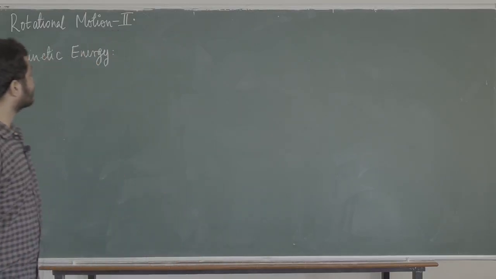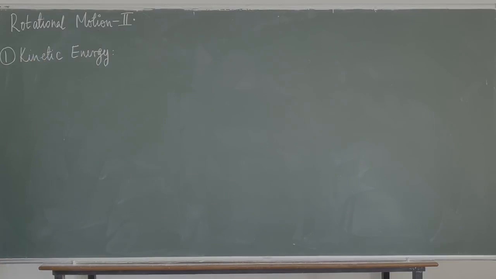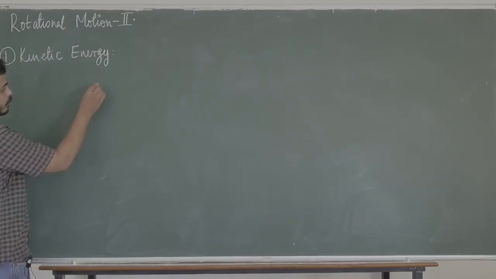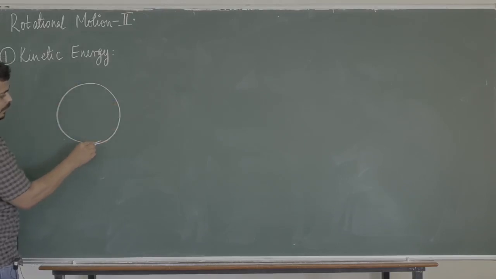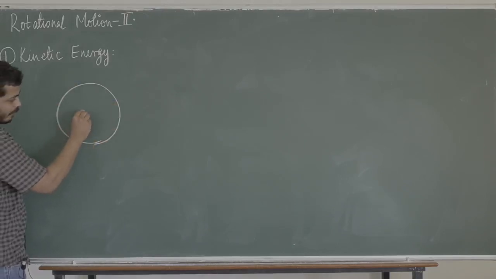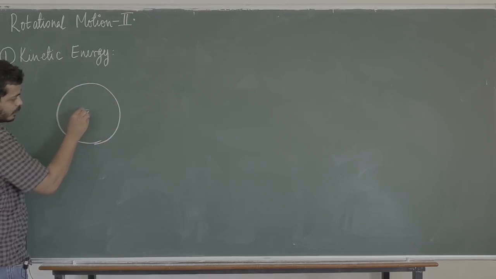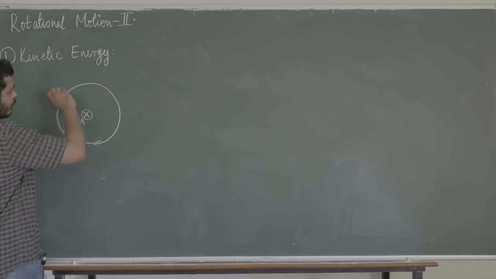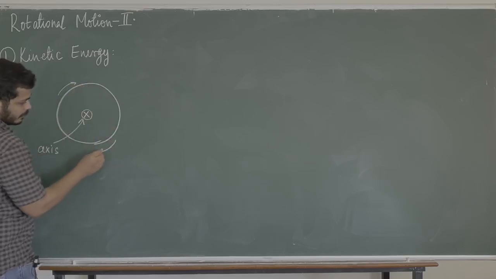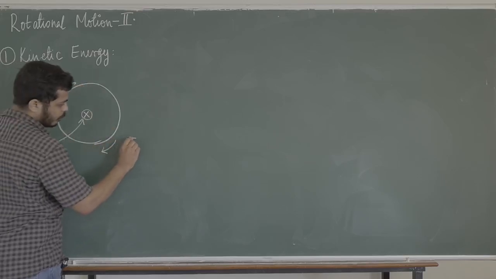Let's start with kinetic energy. Whenever some object is rotating, for example, if you have a disk or a ring, every object has an axis of rotation. This is the axis of rotation, and the entire object is rotating about this axis. This object has some moment of inertia I.